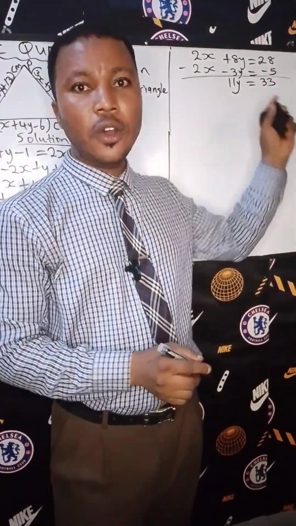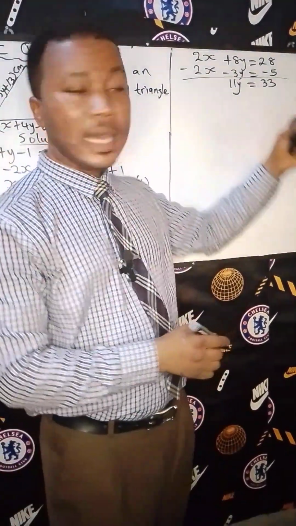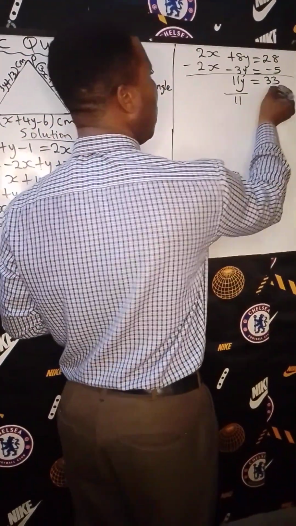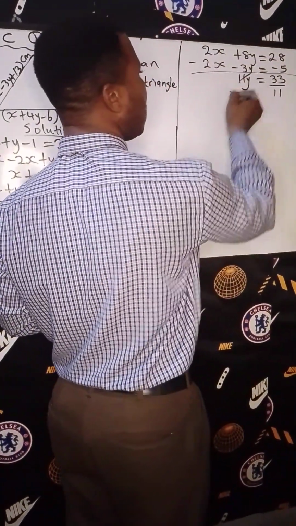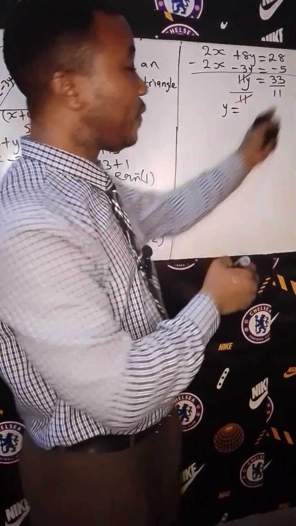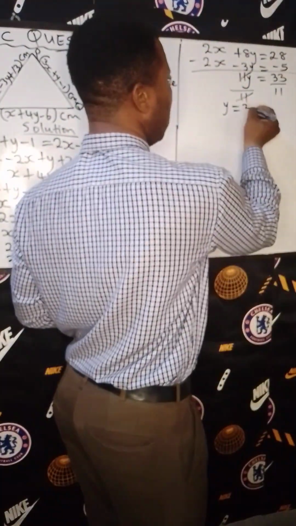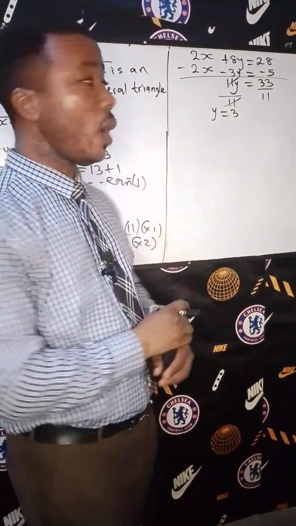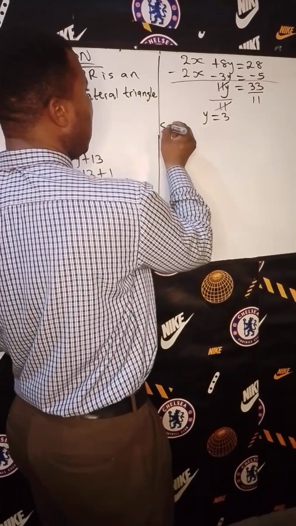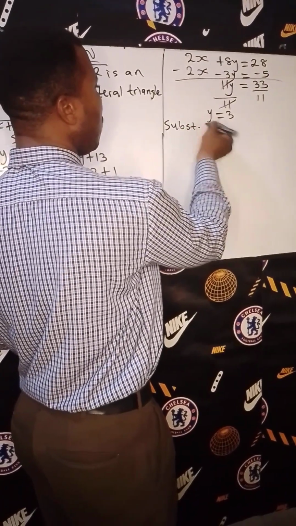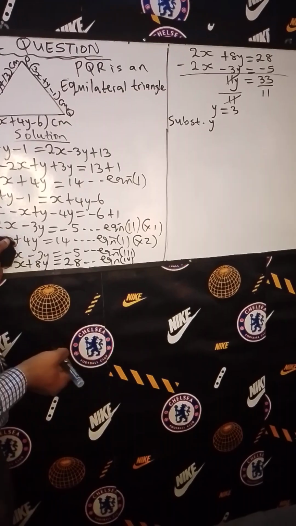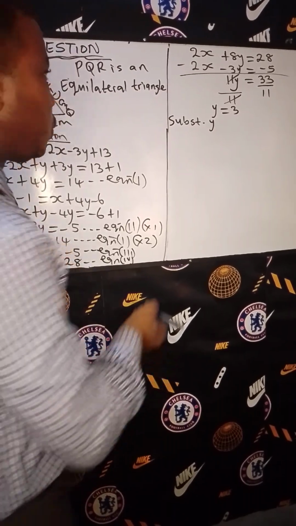So, let's find the value of y by dividing both sides by the coefficient of y, which is 11. So, 33 over 11, and of course, y is giving us 3 divided by 11... 33 divided by 11 is giving us 3. Good. So, we find the value of x. Since we have gotten y, we substitute y, which is 3. You can take it in equation 1 or equation 2.